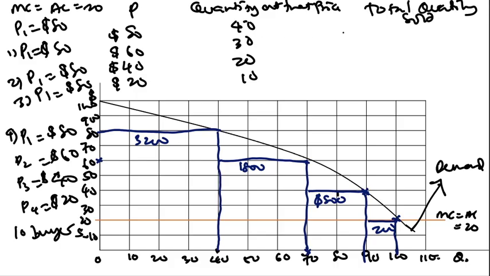But when we talk about total quantity sold, the first one is of course 40. And the second one is what? 40 plus 30 becomes 70. This one plus another 20 becomes 90. And then 90 plus 10 becomes 100. So that's the idea, yeah?